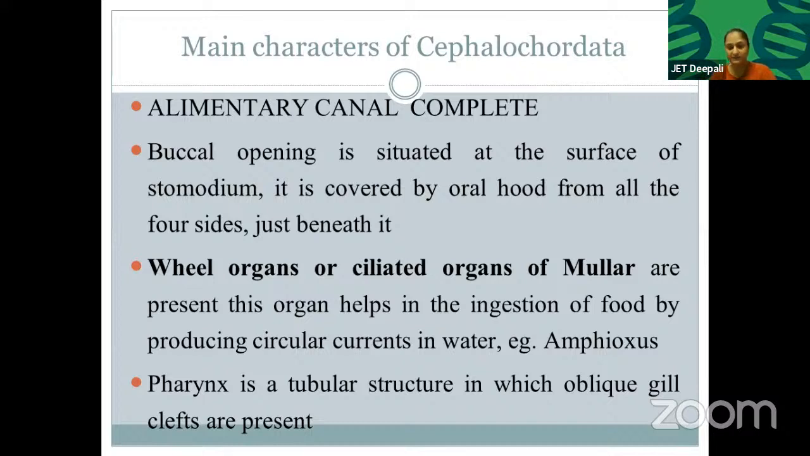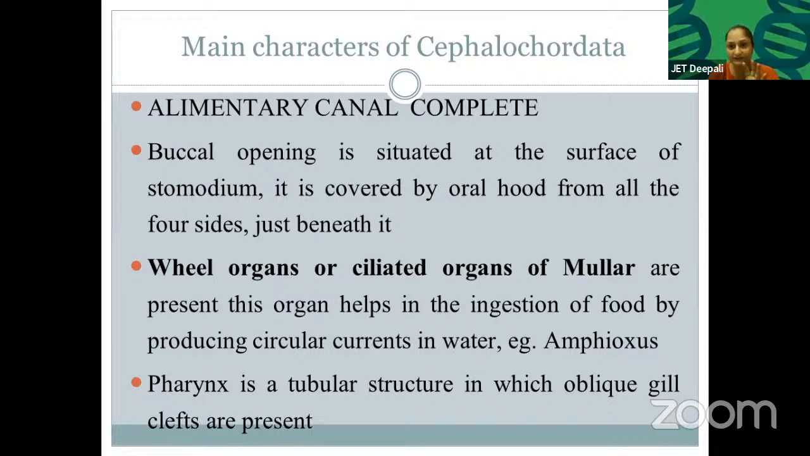Wheel organs, see this is important. Wheel organs or ciliated organs of Muller are present. This organ helps in ingestion of food. Why? Because their opening, this stomodium, is like a wheel. This is ciliated because they are ciliary feeders. So this is called wheel organs or ciliated organs of Muller. These organs help in the ingestion of food by producing circular currents in water. Example, Amphioxus. I will show you the diagram.